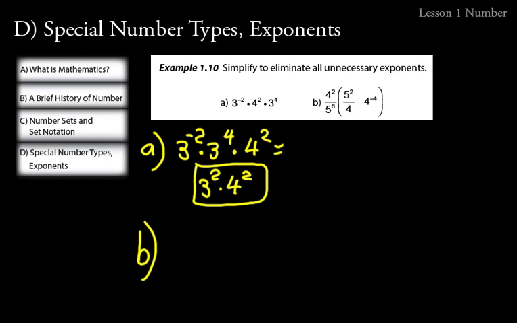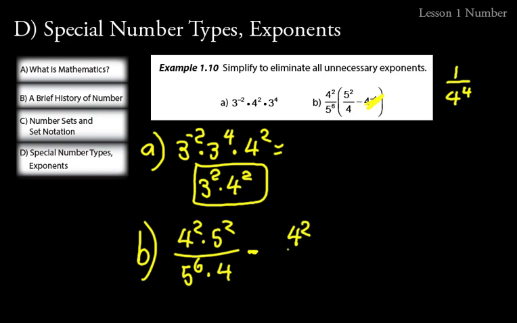B, 4 squared over 5 to the 6th. And what we can do here is take that and multiply it by the terms on the inside. And we can also make this 4 to the minus 4 into a 1 over 4 to the positive 4. So we have the 4 squared, multiplied by the 5 and 5 squared, over 5 to the 6th, times 4, minus 4 squared over 5 to the 6th times 1 over 4 to the 4th, we'll say.